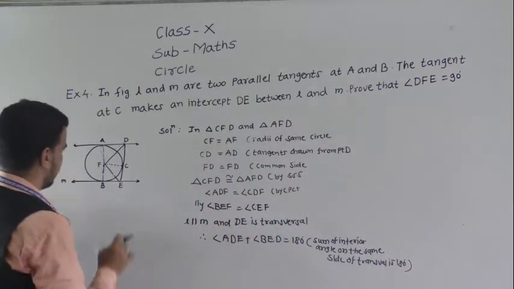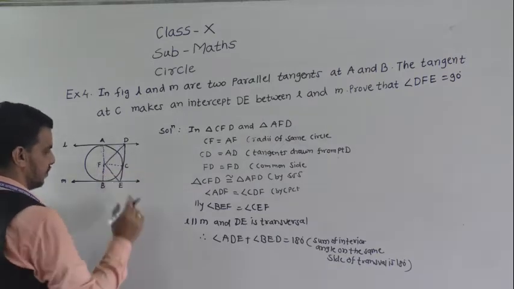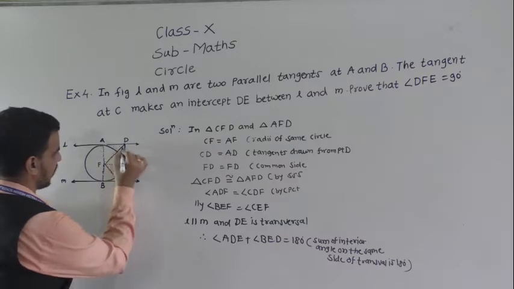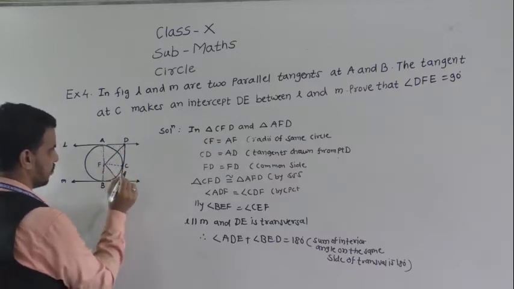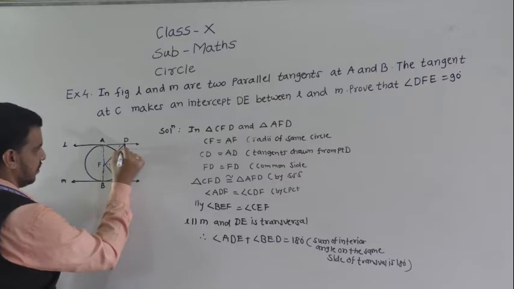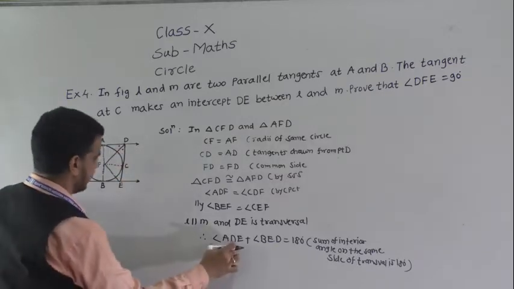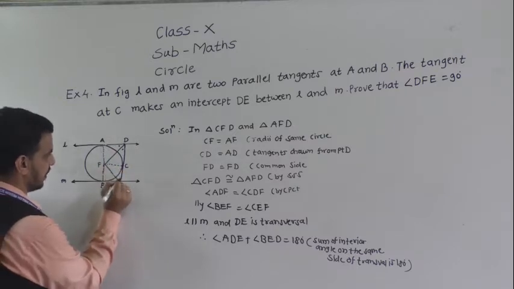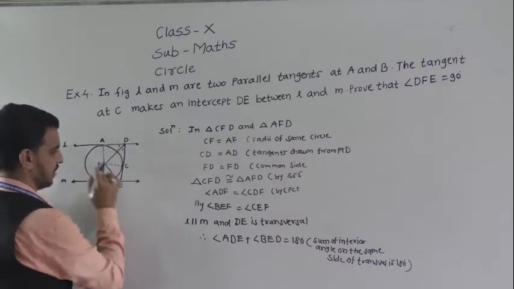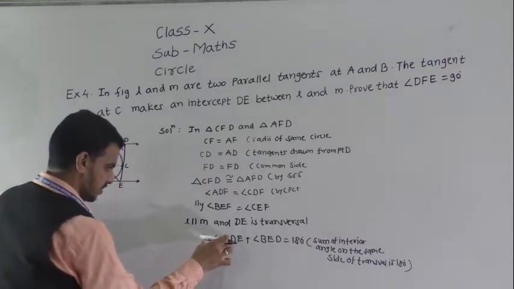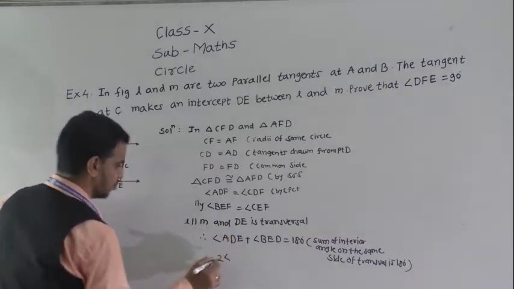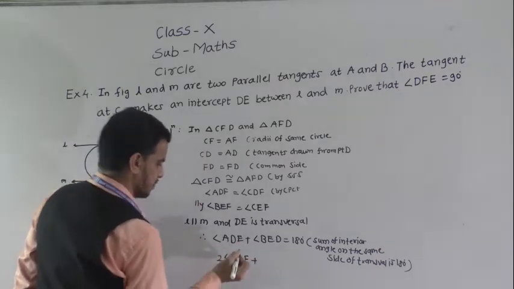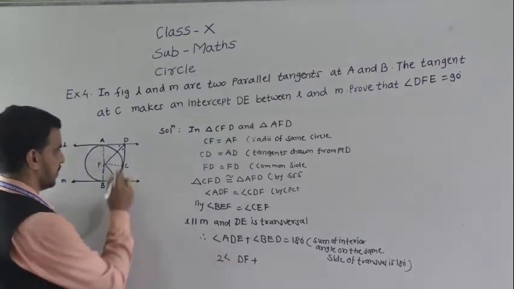Now here angle ADE and angle BED are equal. So this angle ADE we can write as two angle CDF, because these two angles are equal. Instead of angle ADE we put two angle CDF, or instead of CDF we can write EDF.